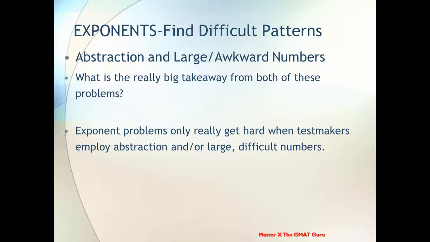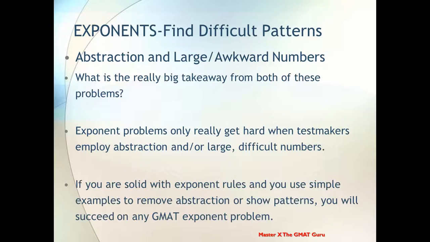using x's, variables, and or large difficult numbers, like the 2 to the power of 39, right? If you are solid with exponent rules, you know them very well inside out, and you use simple examples to remove abstraction, like with the x before, or show patterns to yourself, right? Write them down, see the pattern, like with the 2 to the power of 39, the 2 to the power of 40 should be a number ending in 8, right? You will succeed on any GMAT exponent problem, always.